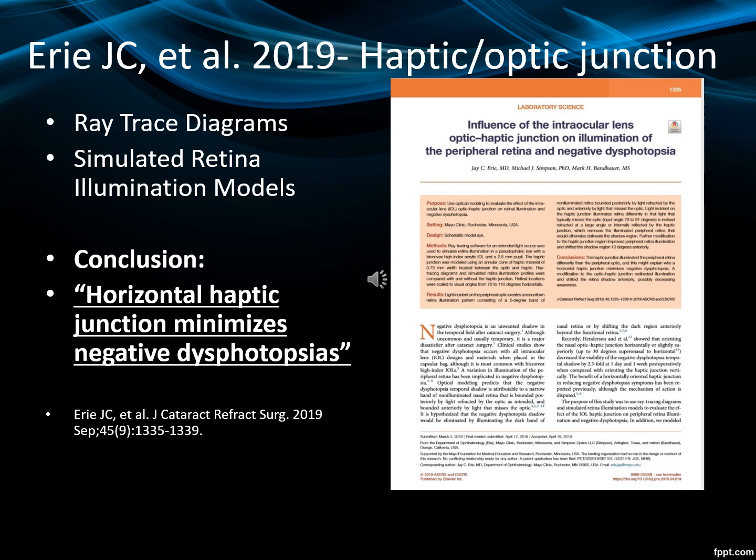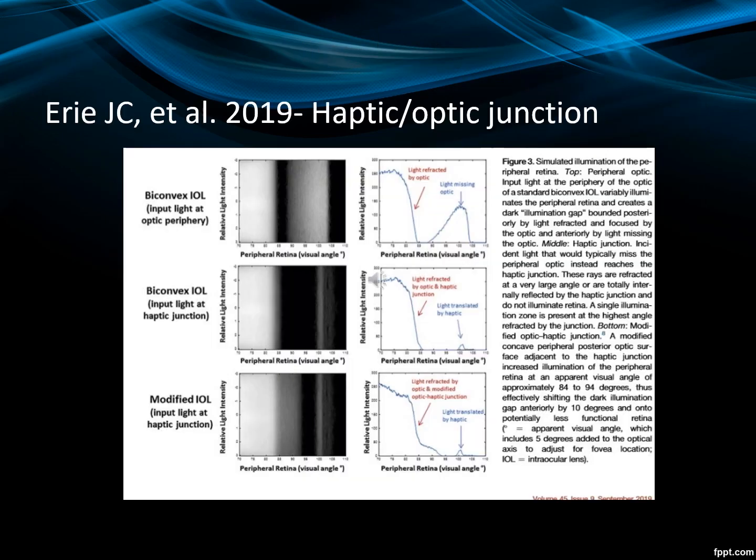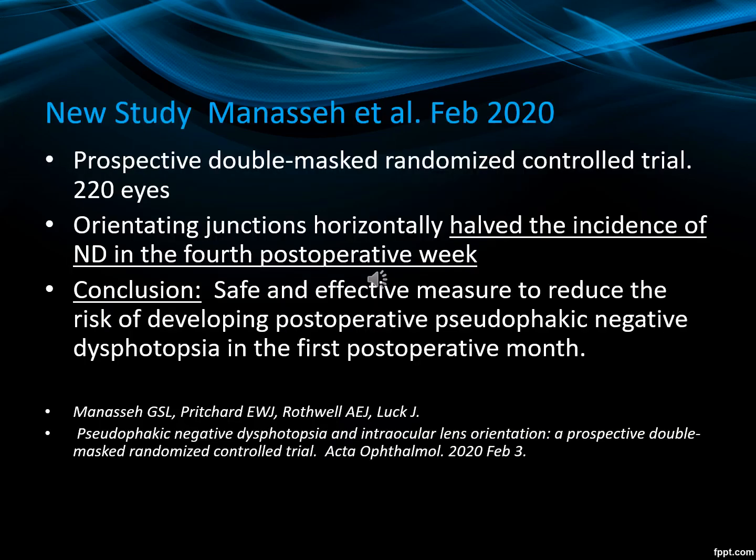Several additional studies have investigated this horizontal positioning of the optic-haptic junction. This is by Erie in 2019. And in his study, he also concluded that the horizontal haptic junction minimizes negative dysphotopsias. Here's a nice figure from his publication that shows the actual dark shadow formation.